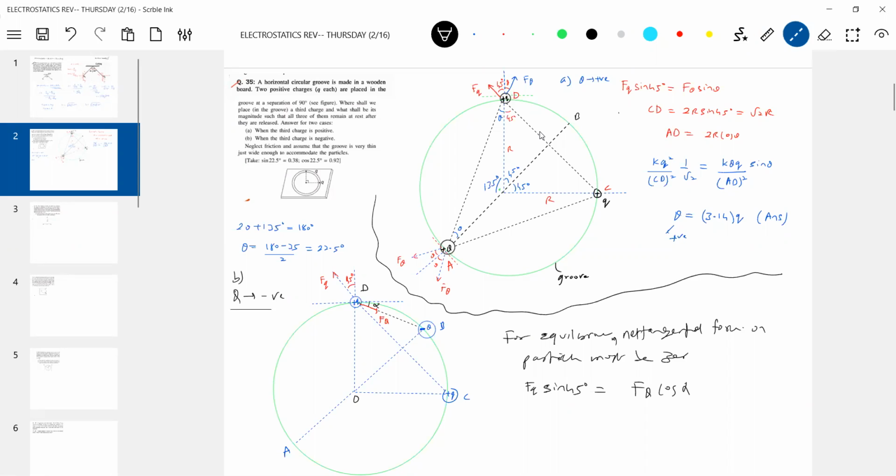The same mathematics will continue. So this will be theta. This will be theta. Check it now, all. The distance CD as usual. So the only thing now is the distance DB has to be calculated.